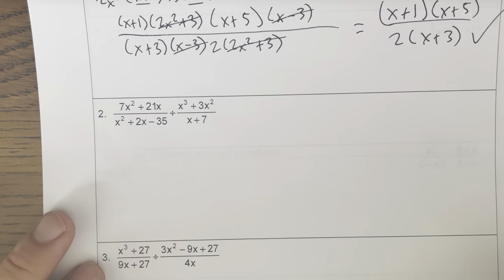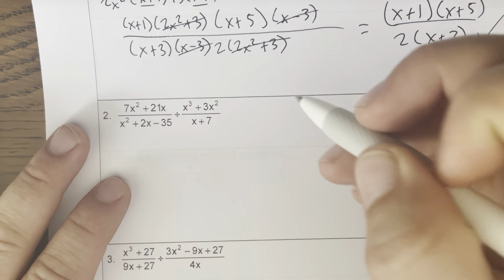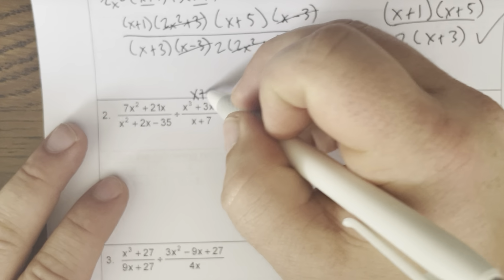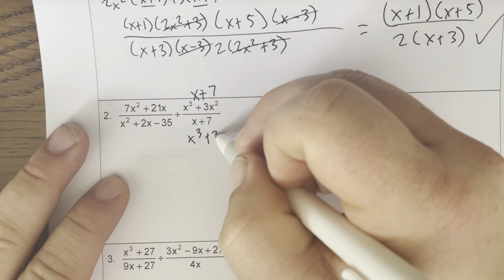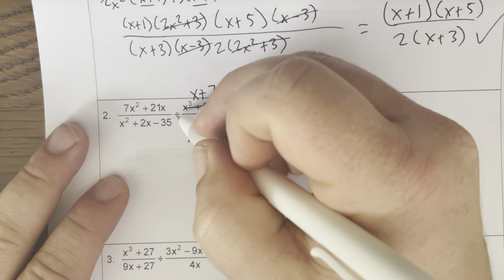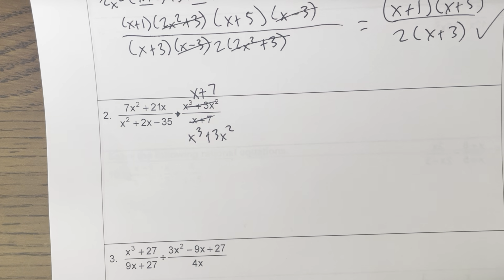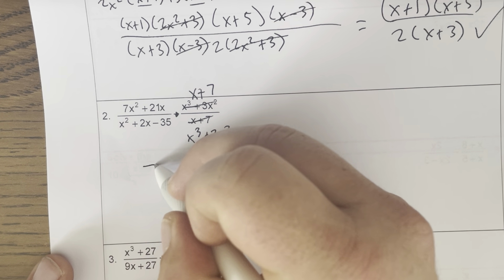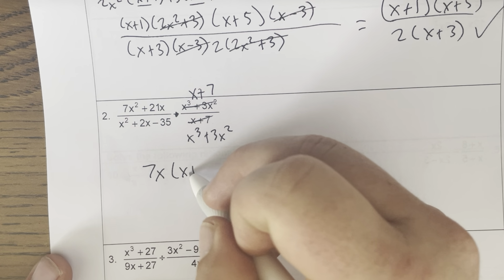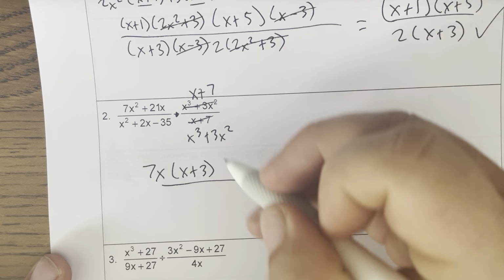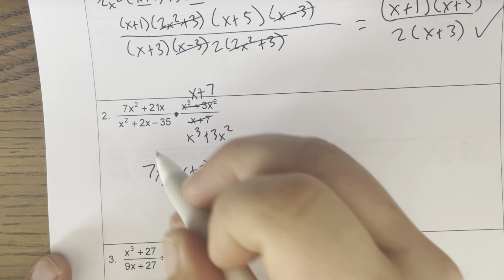Number 2. We have a division. Anytime we have a division, we're going to flip the fraction that immediately follows and change it to multiplication. Now we'll just factor everything. We'll take out a 7x from the first one, and we're left with x plus 3. X plus 7, there's nothing we can do with that.